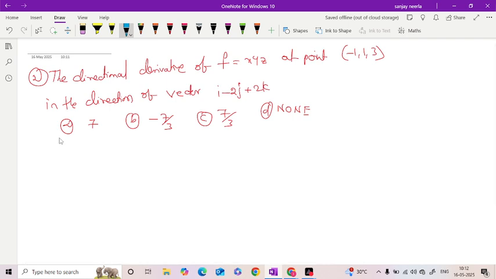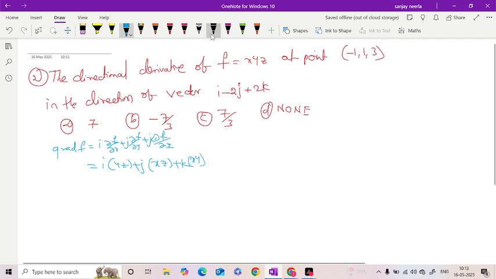3i minus 3j minus k. So gradient of f is equal to i dou f by dou x plus j into dou f by dou y plus k into dou f by dou z. Now after differentiating with respect to x, we will get yz. After differentiating with respect to y, we will get xz. After differentiating with respect to z, we will get xy.